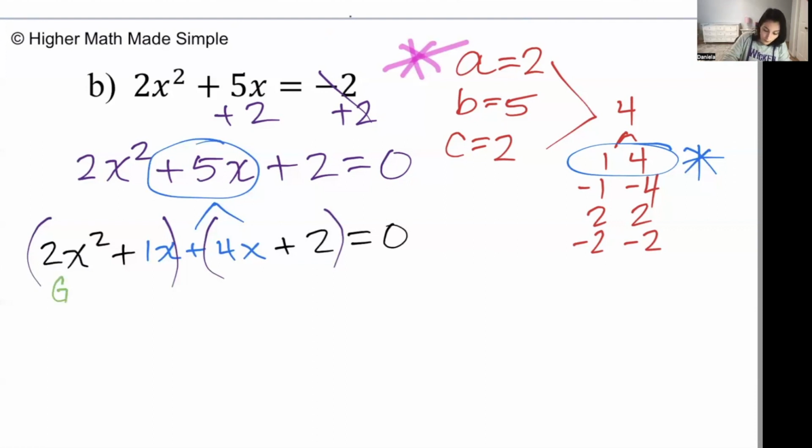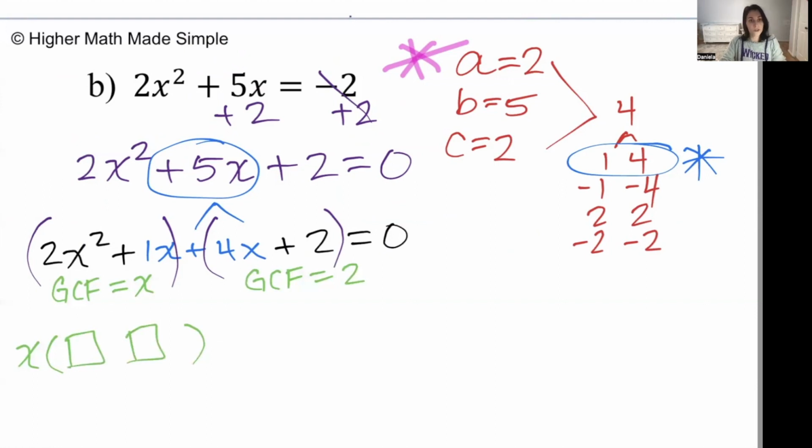So the GCF of this group, what do both terms have in common? They have at least 1x. And this group here, they both have a 2. So again, when you factor using the GCF method, that GCF goes on the outside of the parentheses, and you're doing the reverse distributive property. How many boxes should go in there? 2, because there's 2 terms, right?